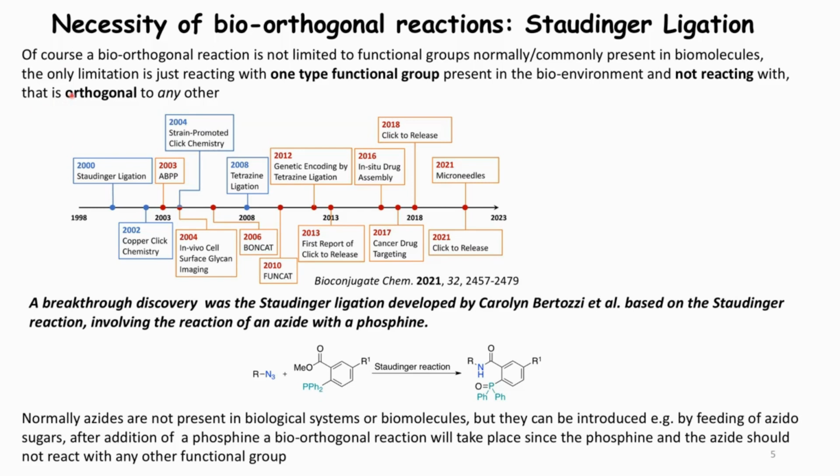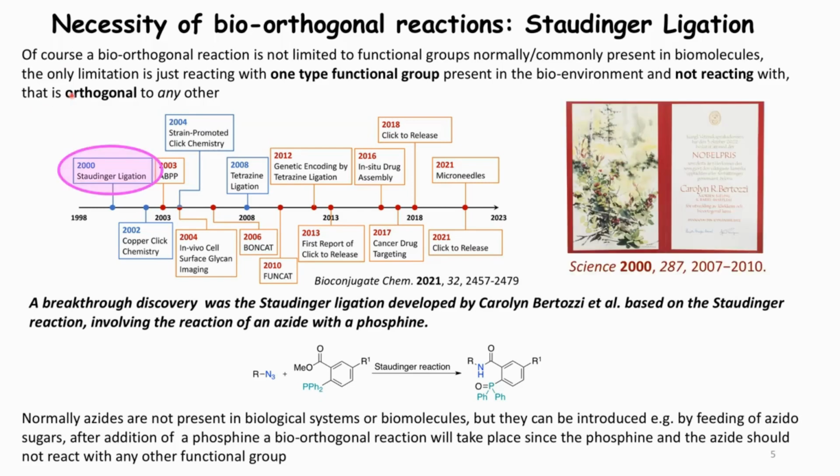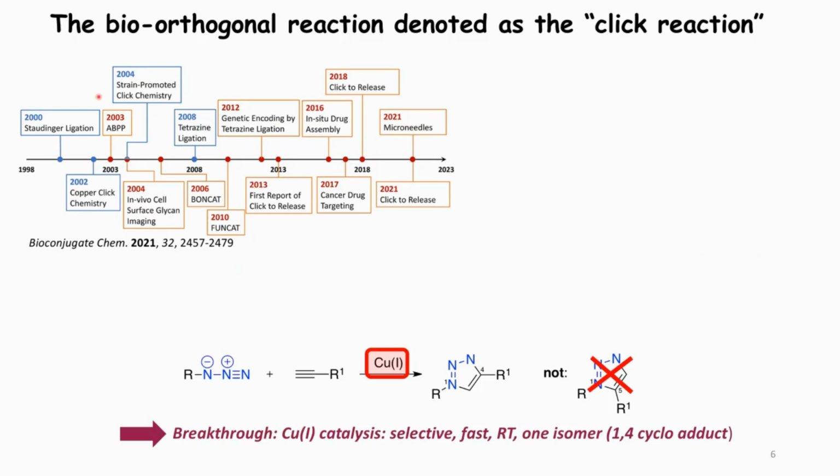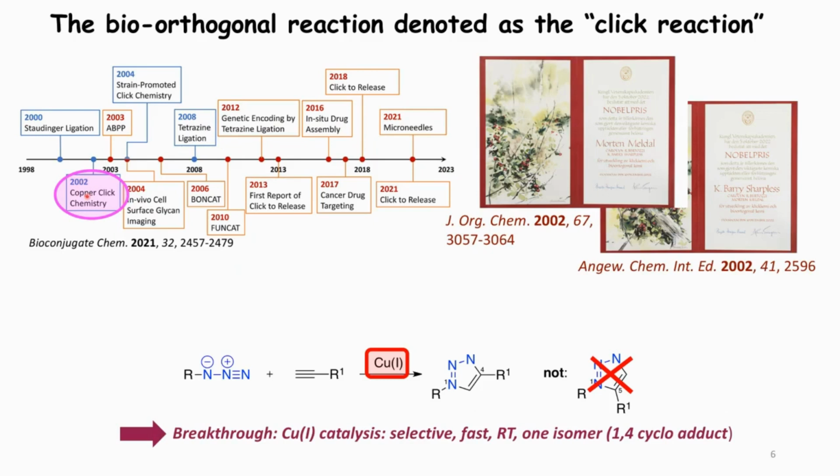But in my view, the real paradigm change, and I just want to mention first that the Staudinger ligation, of course, got a Nobel Prize last year, as Karen already mentioned, but the real change came, in my view, with the development of the copper-click reaction independently by Morten Meldal and Barry Sharpless. And it was based on the Huisgen reaction developed in Germany in the 50s by Rolf Huisgen. And this was the reaction of an azide with an alkyne.